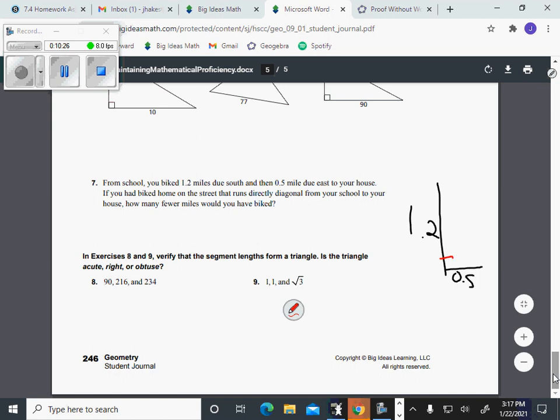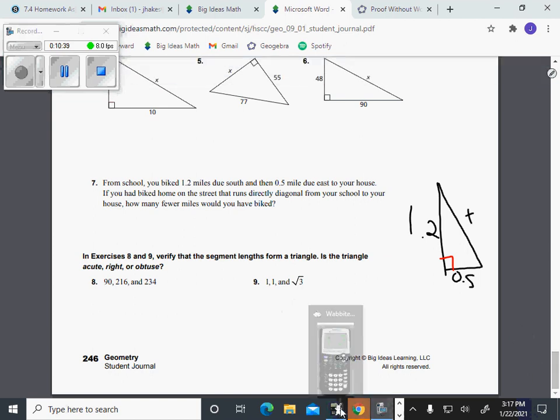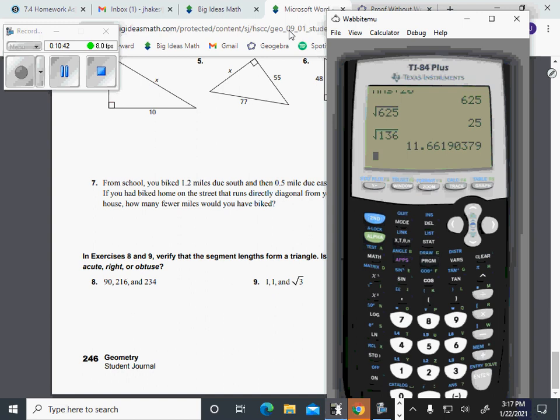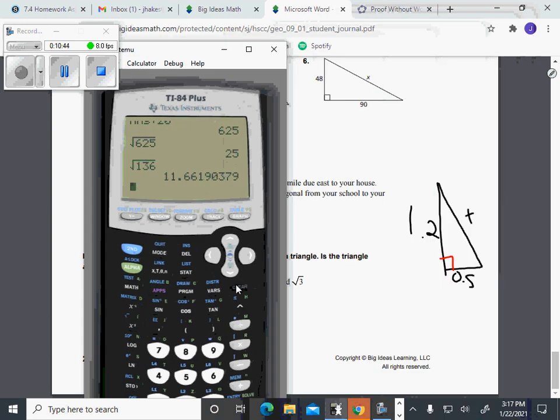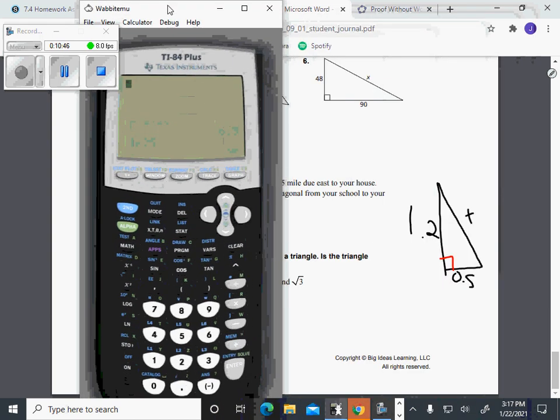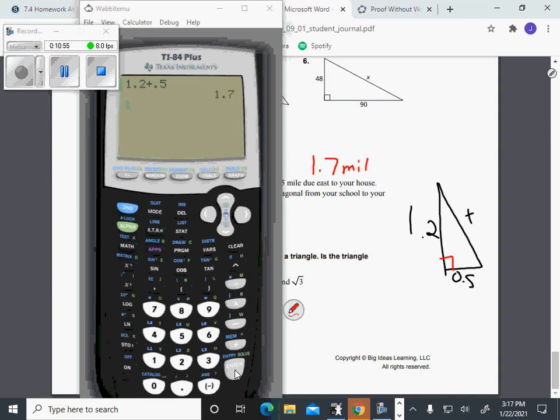So here's our right angle. We're asking how many fewer miles would you have biked? So total, how many miles did you bike so far? Total, we biked 1.2 plus 0.5. We biked 1.7 miles. Okay, so I'm just going to have that right here.